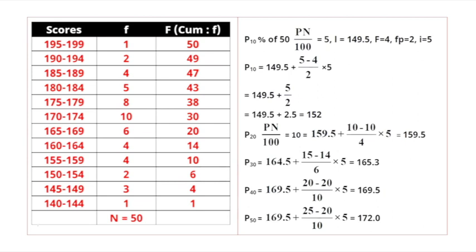What was the total number? You are adding from 195 and coming to the lower side, it is 50, and adding from the lower side, it is again coming 50. So, the last value should be equal to the value of n.